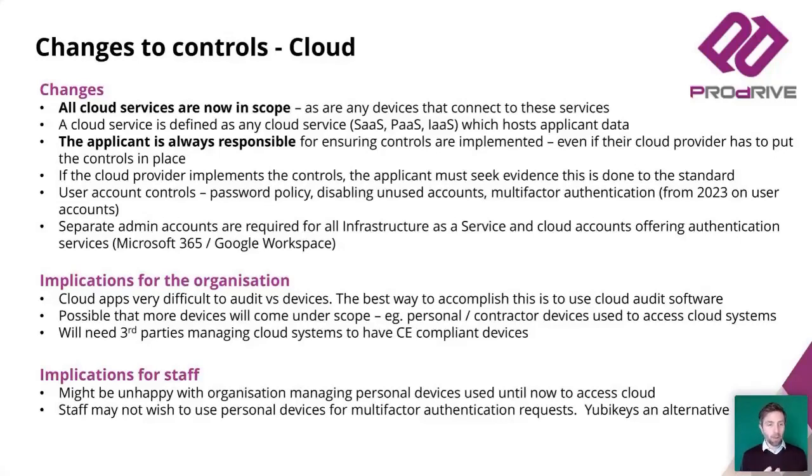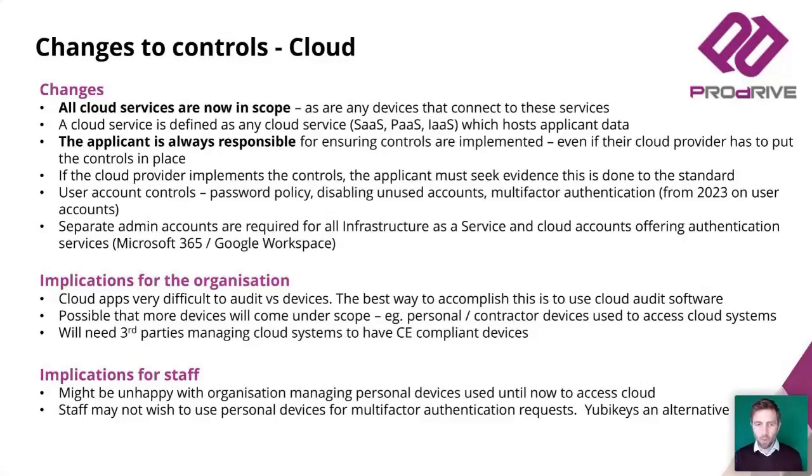So the final important aspect of the controls on the cloud is that you should have separate admin accounts for any infrastructure as a service or cloud systems that offer authentication. Infrastructure as a service, as I said earlier, that's cloud servers. Cloud accounts offering authentication services, so Microsoft 365 and Google Workspace both do this. For instance, you can use Microsoft 365 to log on to lots of different applications, same as you can with Google.